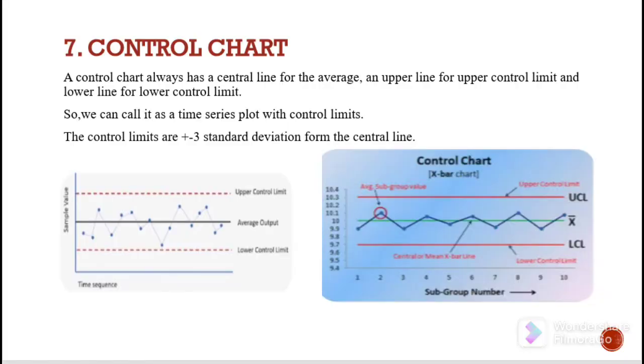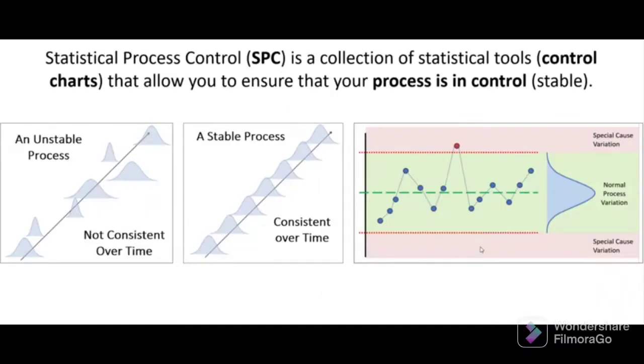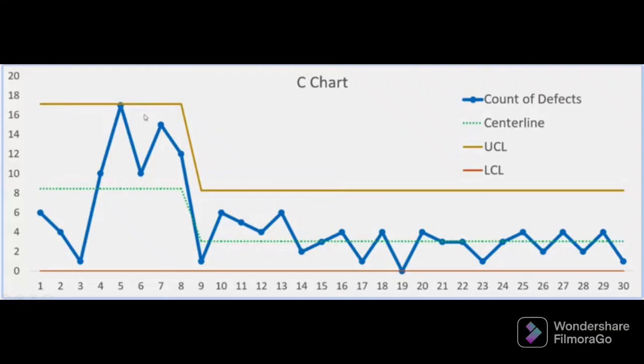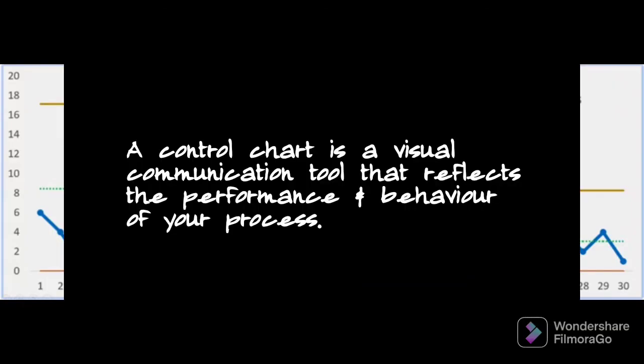7 QC tool: control chart. A control chart is a collection of statistical tools that allow you to ensure that your process is in control. Here, control means the process is only experiencing normal variation. Here on the screen, I am showing some examples of control charts. A control chart is a visual communication tool that reflects the performance and behavior of your process.